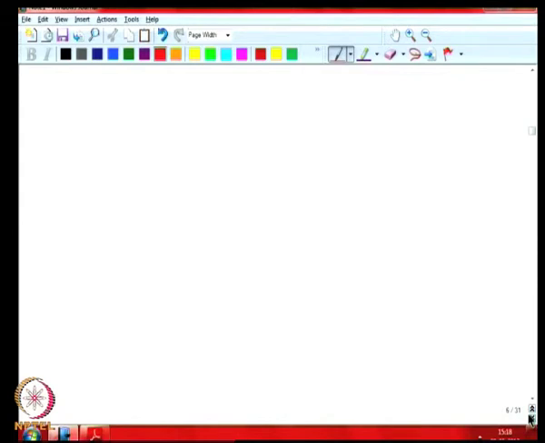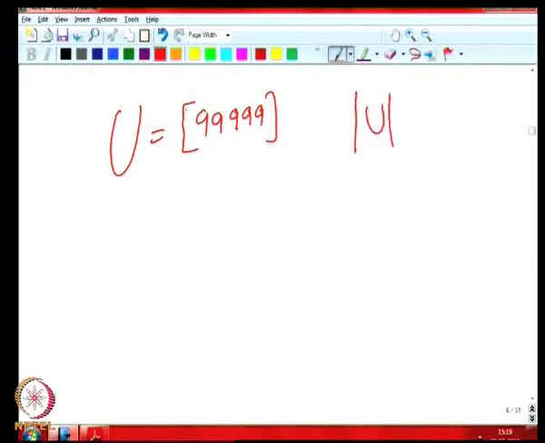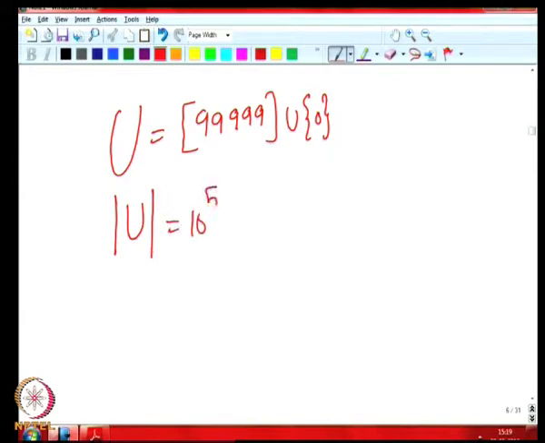So, as usual, we take the universe as the numbers from 0 to 99,999. This set is our universe. The cardinality of the universe: according to notation 0 is not included here, but we will include 0 also, and therefore the cardinality of U is equal to 10 raised to 5 as we already noted.